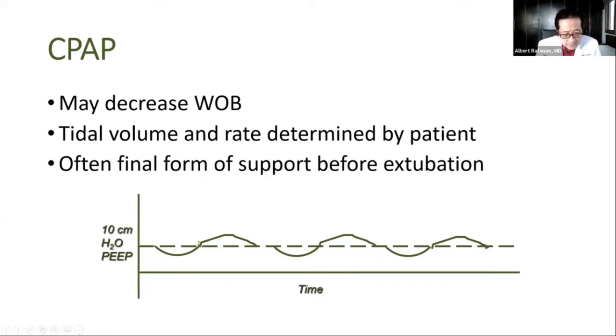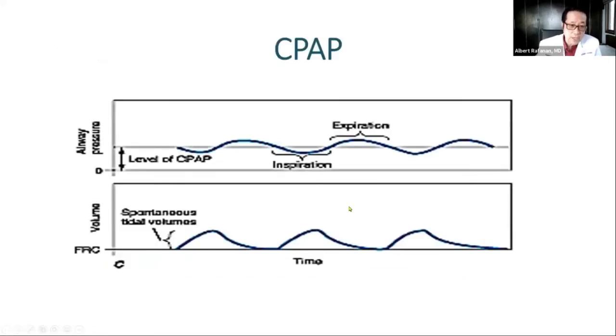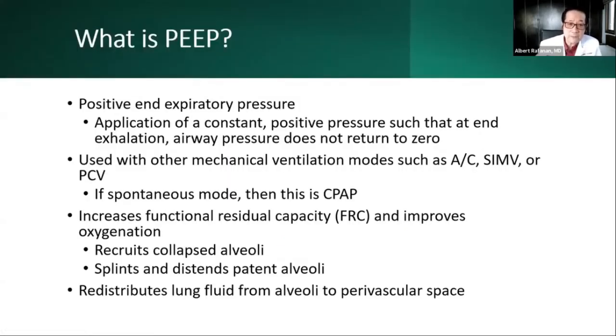So let's say here the patient is breathing spontaneously. If you put a CPAP of 10, then the whole breathing pattern is actually increased by 10. So this is CPAP of 10. You're breathing in and out at a certain level. So here you see that with the level of CPAP, you raise up the airway pressure, and there is inspiration, expiration. And the amount of tidal volume is all spontaneous. It depends on the patient's effort.